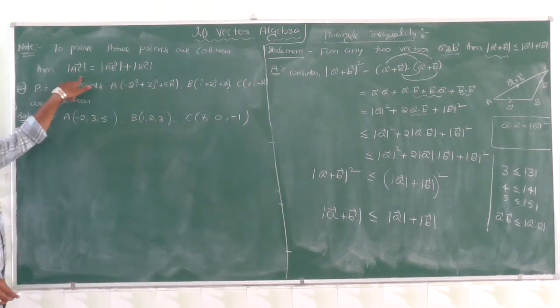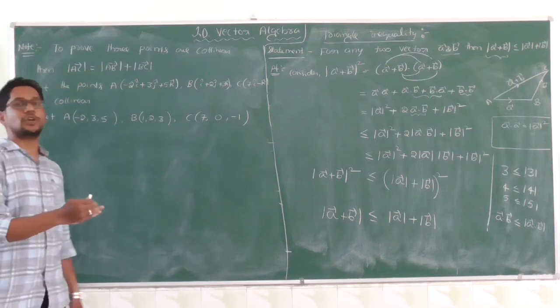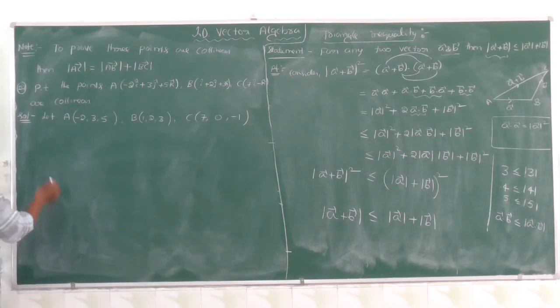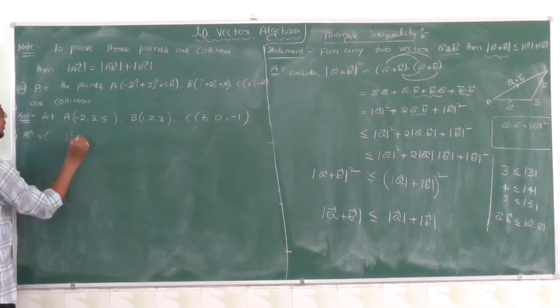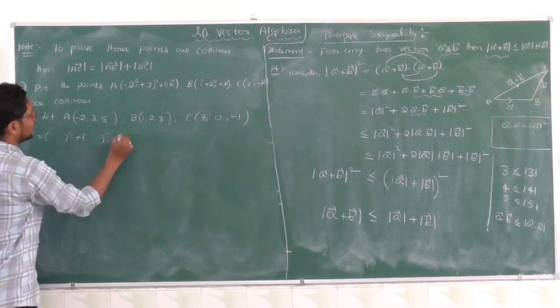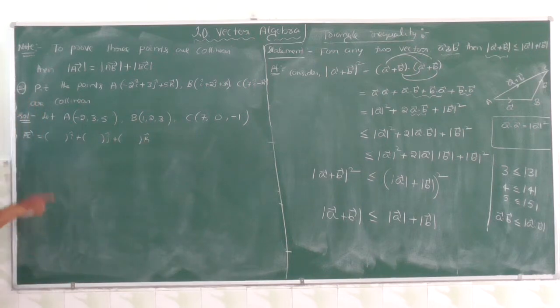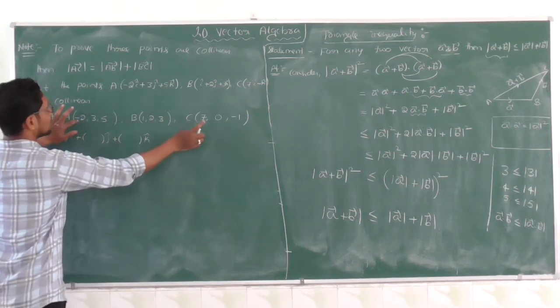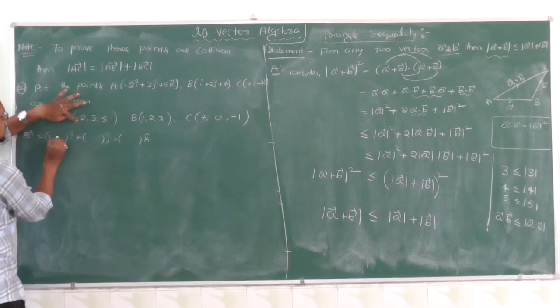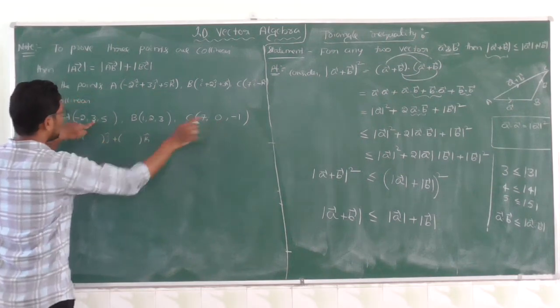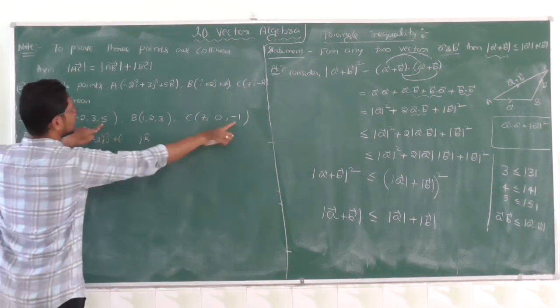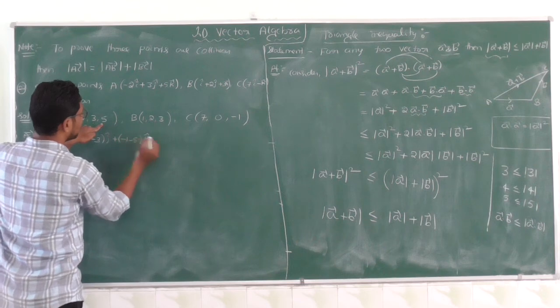First we have to find vector AC, that is the vector joining A and C. AC vector equals, we just write down i, j, k. How to find AC vector? C minus A, terminal point minus initial point. 7 minus of -2, next 0 minus 3, next -1 minus 5.